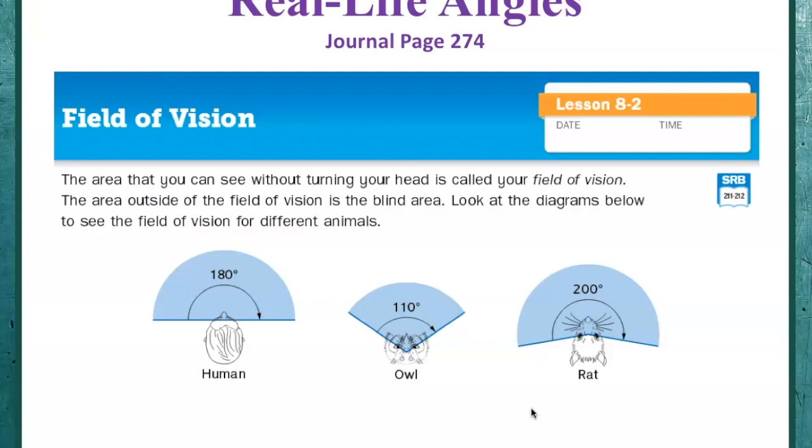An owl can, yes, turn its head all the way around, but when it's just staring straight ahead, it can only see 110 degrees. So it doesn't have as much vision area or field of vision as a human. Now think about a rat. Take a look. A rat can see 200 degrees. That's a little bit more than a human, so it can sort of see a little bit backwards.